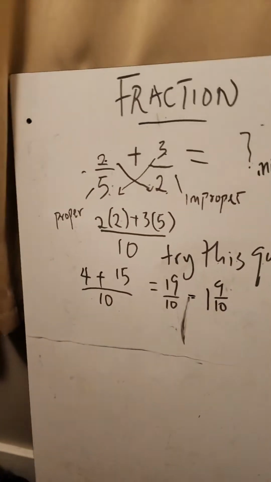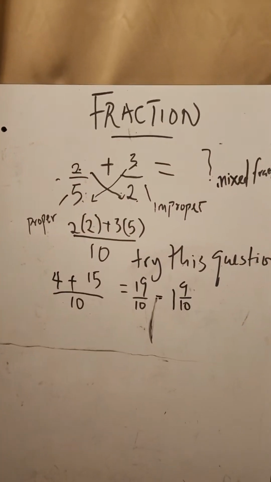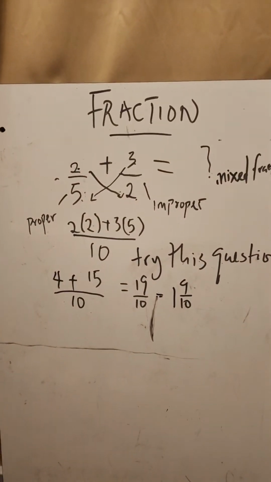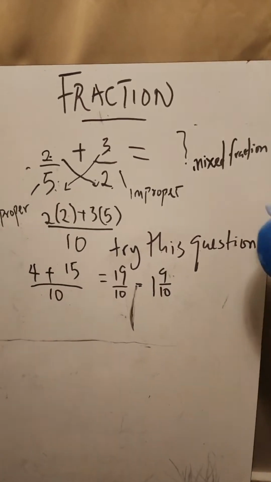Yeah, good. Yusuf Raimi said proper fraction. Actually, this is improper fraction. Why? Because the numerator is greater than the denominator. Okay, now we have another example. Let's try this.